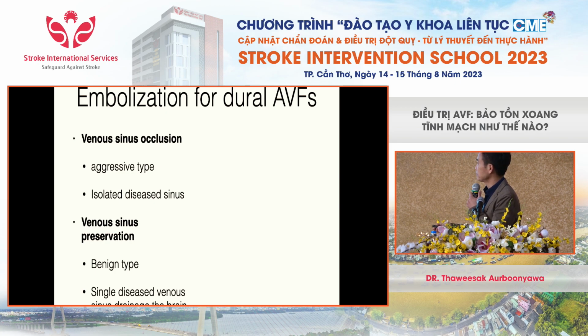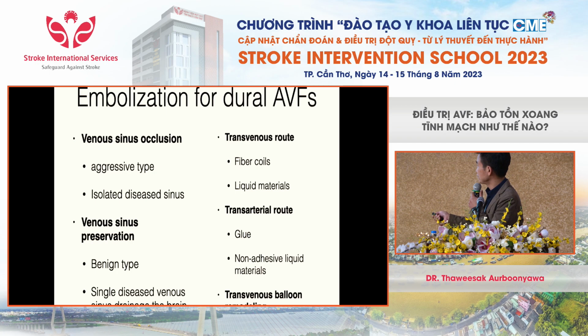So we have two types of treatment: venous sinus occlusion, which is suitable for the aggressive type and the isolated sinus. But now I'm going to talk about venous sinus preservation, which is reserved for the benign type and the single sinus that also drains the brain.